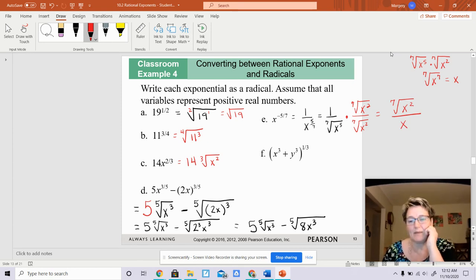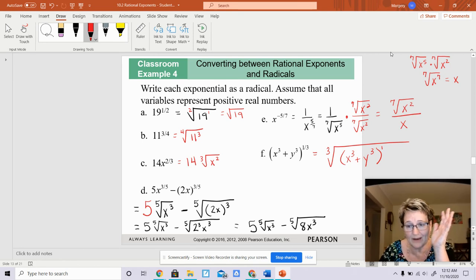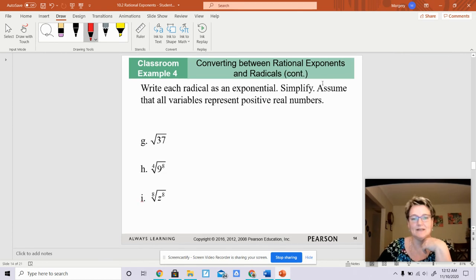Now, the next problem here, that entire parenthesis will have a cube root. So this is going to be the cube root of x to the 3rd plus y to the 3rd, parenthesis, and you can put a 1 there if you want to. You don't have to put a 1 there, but I'm just showing you where the 1 went. Okay, so that's that one. We're still doing good on time.